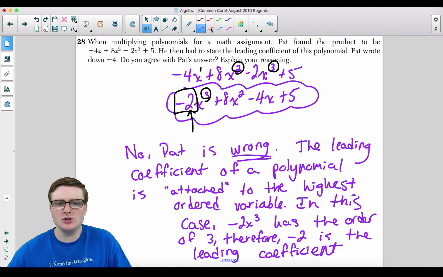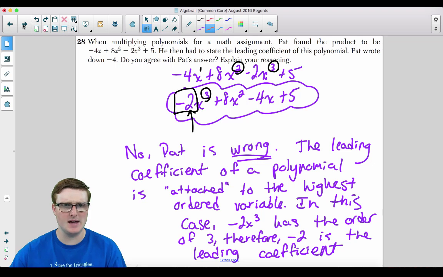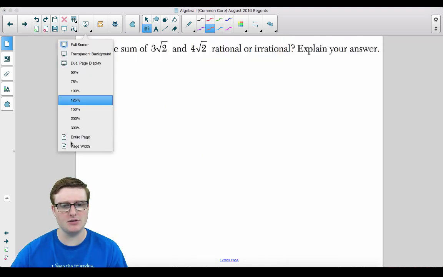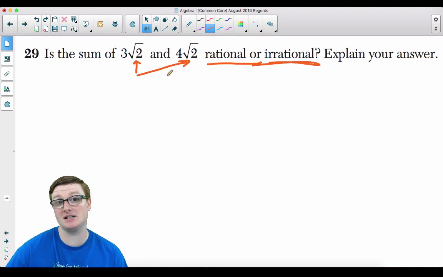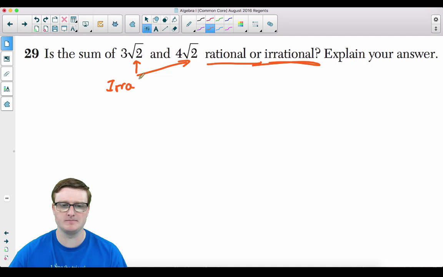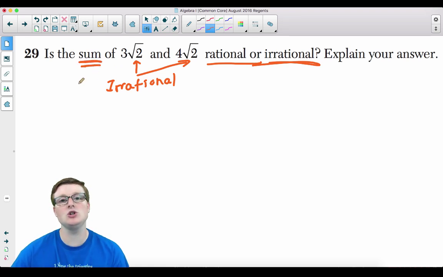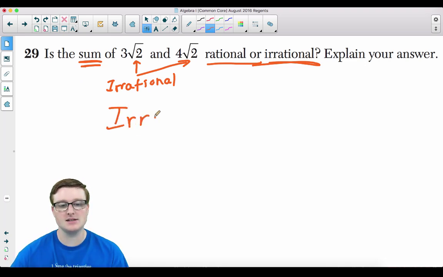Moving on to 29. These part 2s so far, not too bad. 29. Is the sum of 3 radical 2 and 4 radical 2 rational or irrational, and explain your answer. So, radical 2, you should know by now, or just by typing it into your calculator, is kind of a common number. Radical 2 is irrational. Okay? And it's the sum. So when you add 2 irrational numbers, your result is going to be irrational. So your answer is irrational.